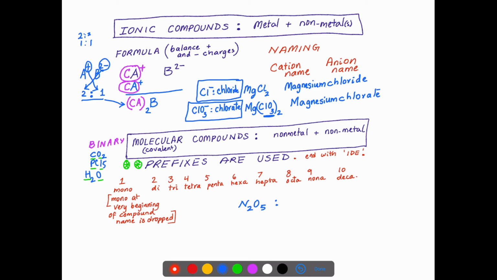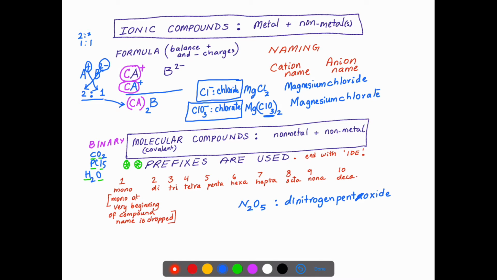You have 2 nitrogens, so while naming also you have to use prefixes. So you can say dinitrogen because you have 2 nitrogens. This is dinitrogen. 5 oxygens, so it's going to be pentoxide. Instead of calling it pentaoxide, that naming sounds weird, we drop the A. We just say pentoxide.